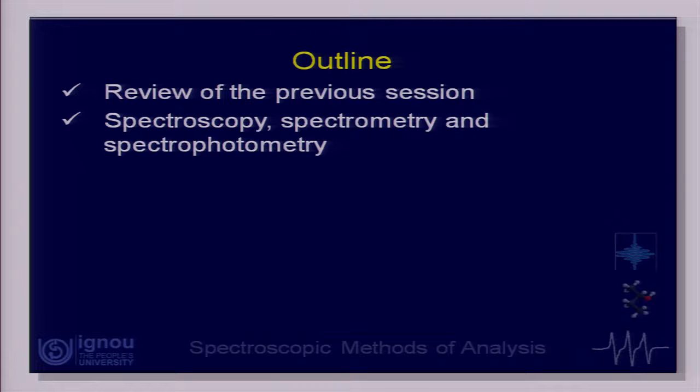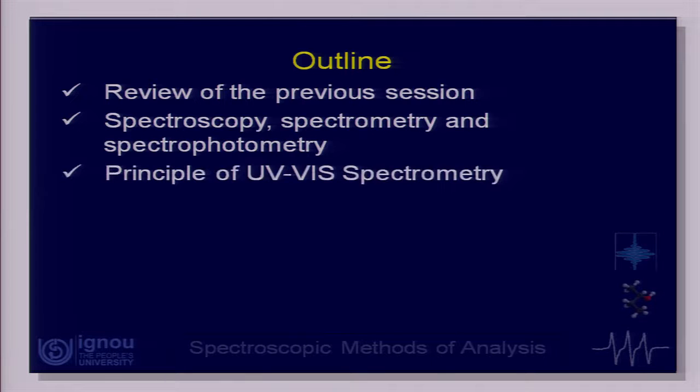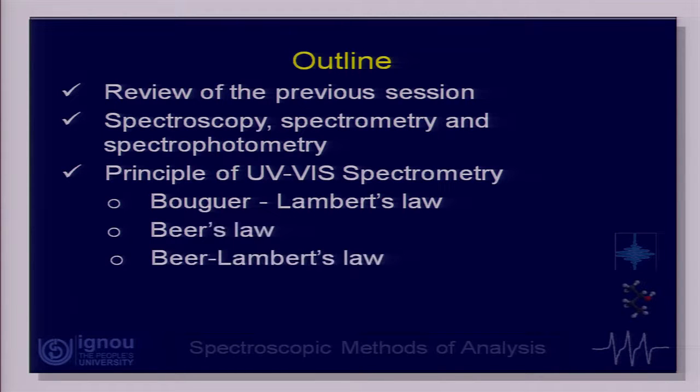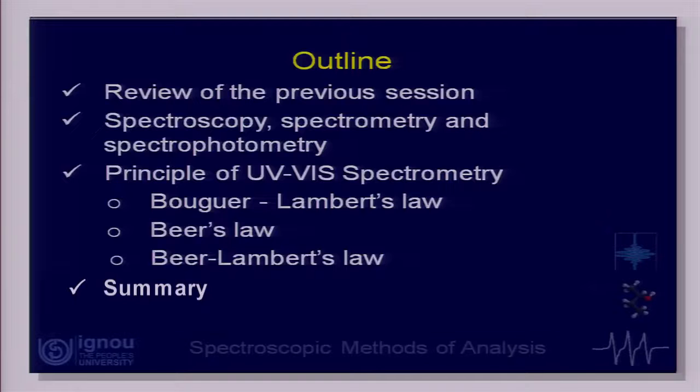Having done that, we will come down to the main theme of today's session, that is the principle of UV visible spectrometry. In this context, we will start by talking about the Bouguer-Lambert's law, and then thereafter we will come down to Beer's law and then build up the two together in terms of the Beer-Lambert law, because basically our main aim is to work out what is Beer-Lambert law and what is the significance of that. To do that, we will start with Lambert's law, then come to the Beer's law and then put the two together to get Beer-Lambert law. Having done that, towards the end we will try to sum up what we do in today's session.